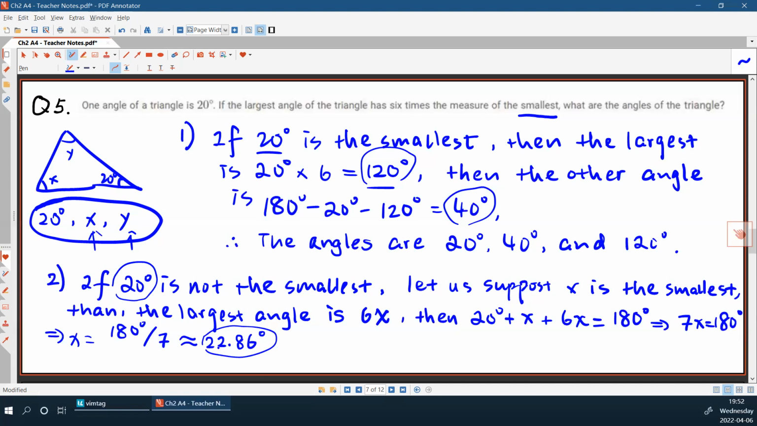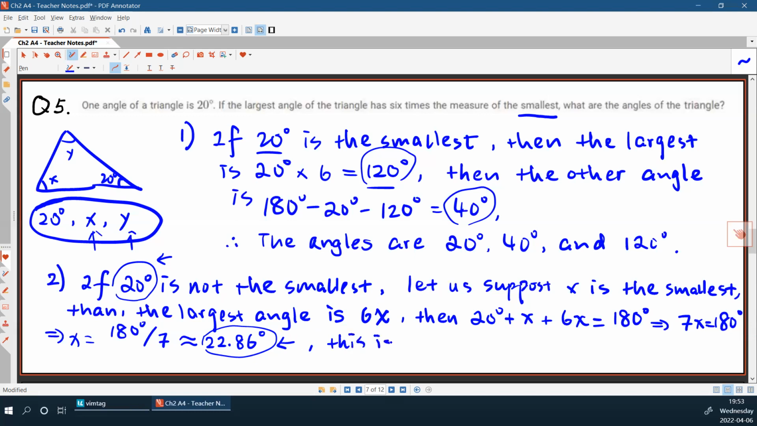But in this assumption, we assume x is the smallest. And then we solve x is actually 22.86 degrees, right? This is contradictory to the assumption that x is the smallest, because if you compare this angle here and this angle here, apparently 20 degrees is smaller than the x here, right? So x cannot be the smallest one here. Then we found a contradiction. So x cannot be the smallest, right?